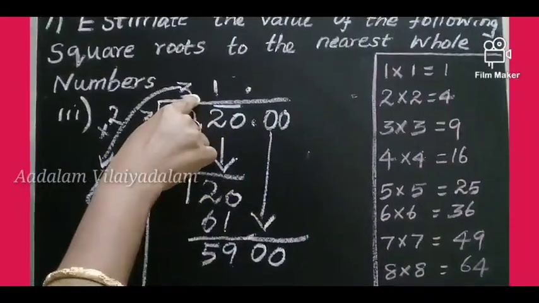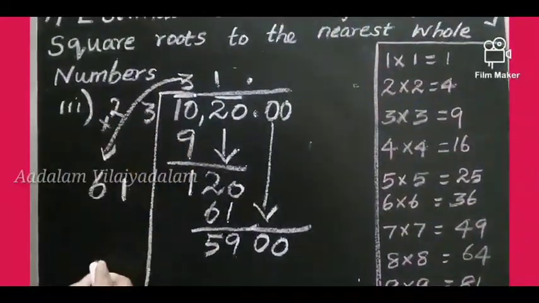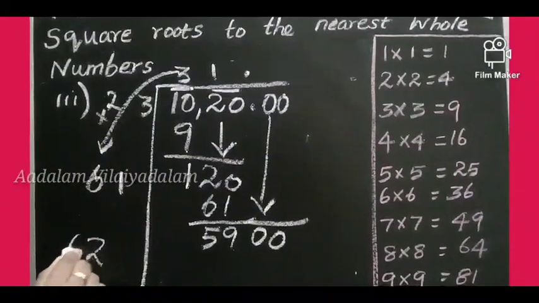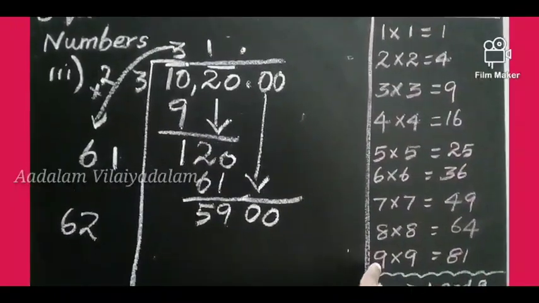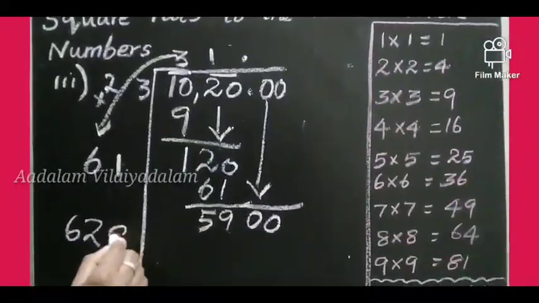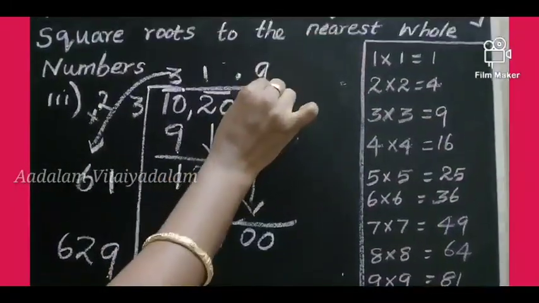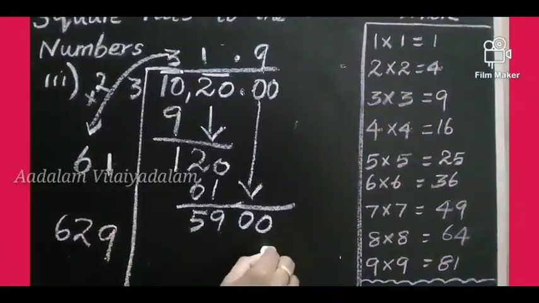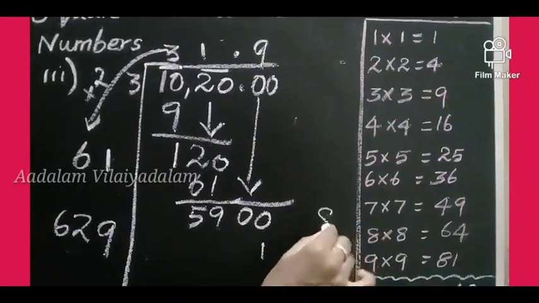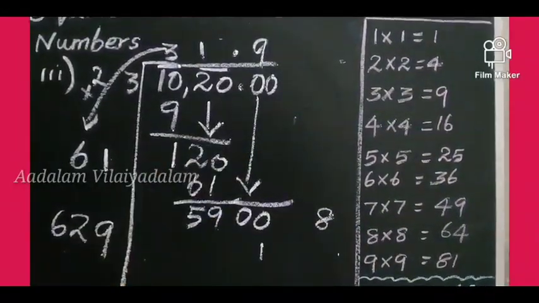Now multiply 31 into 2. So 31 into 2, the answer is 62. Here we choose the maximum value, 9 only. So 9, here also 9. So 629 into 9. 9 9s are 81. The balance is 8. 9 2s are 18.